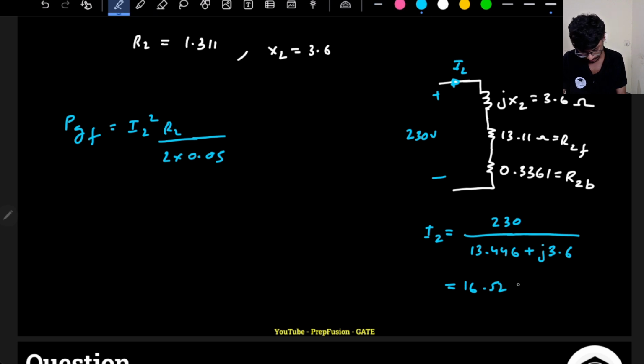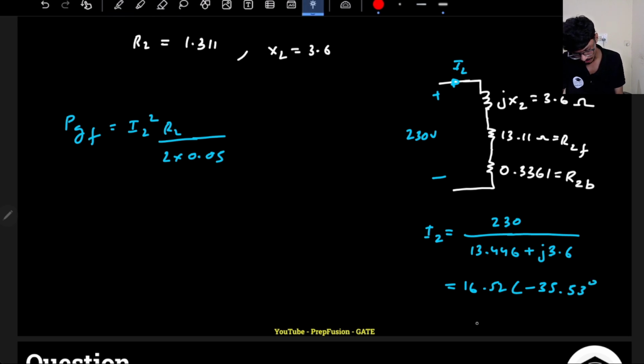What is the angle? Do I need to find out the angle? Even if I don't find it out, that's fine, but still let's find it out. So this is R by Z, 13.446 divided by Z, cos inverse is 35. This should be lagging actually, minus 35.53 degrees. Okay, so now I know the I2 magnitude.